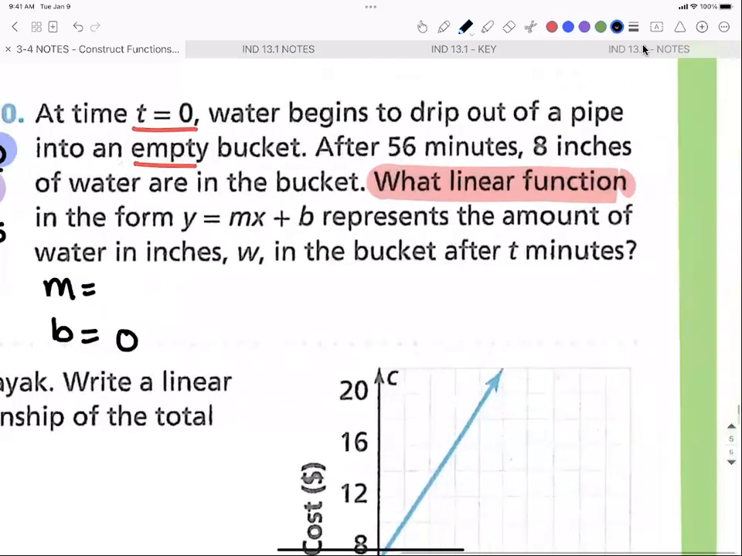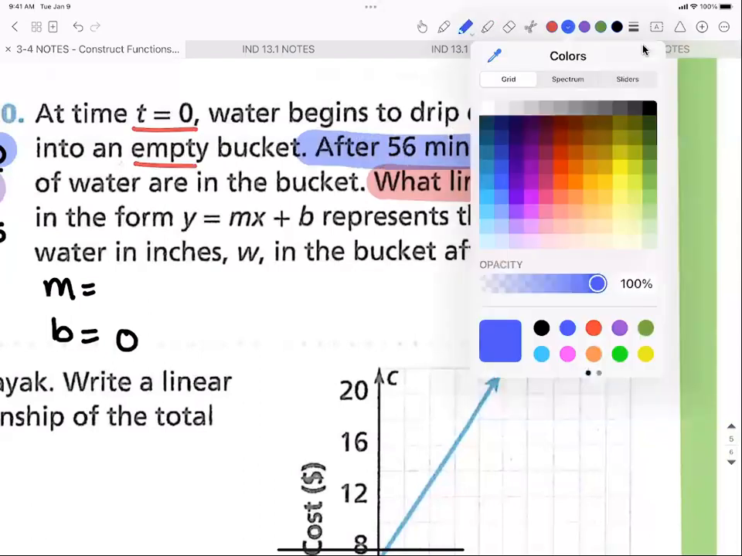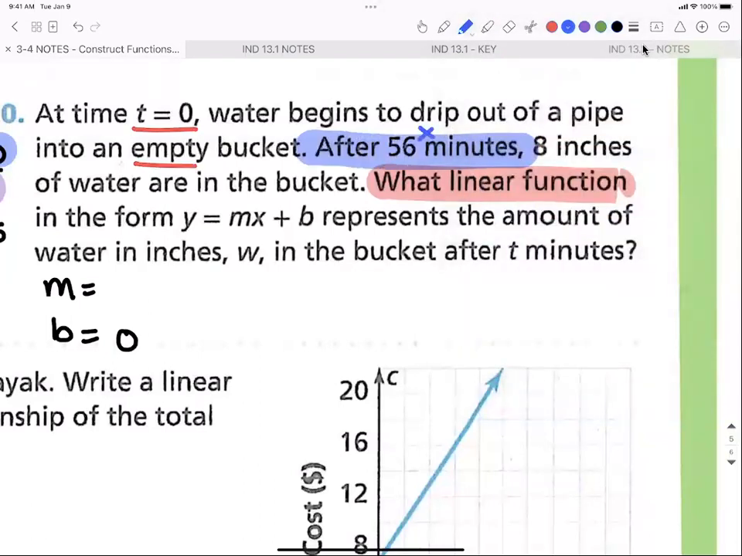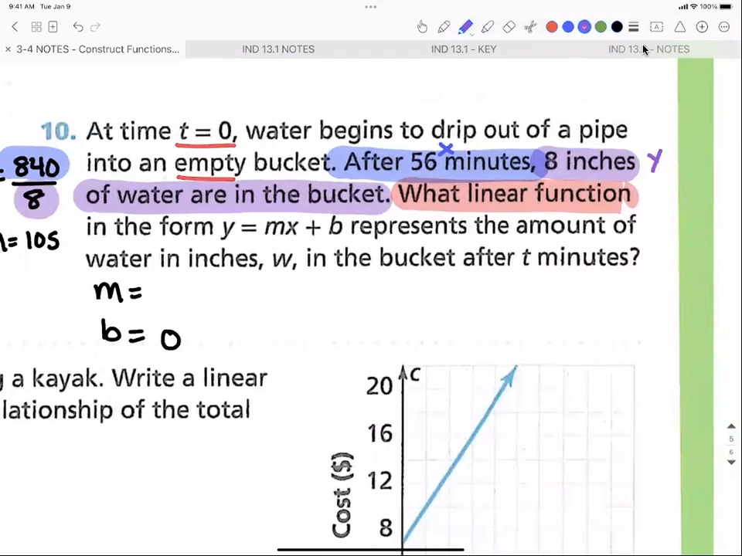You've got to think about what's changing per what. My inches goes up per minute, right? So that per is my X. So that tells me in this case that after 56 minutes, that is my X. 8 inches of water is in the bucket. That's what's increasing per minute. So the inches of water is my Y. When I'm writing my slope, you always put Y's on top. So in this case, what would my slope fraction look like?